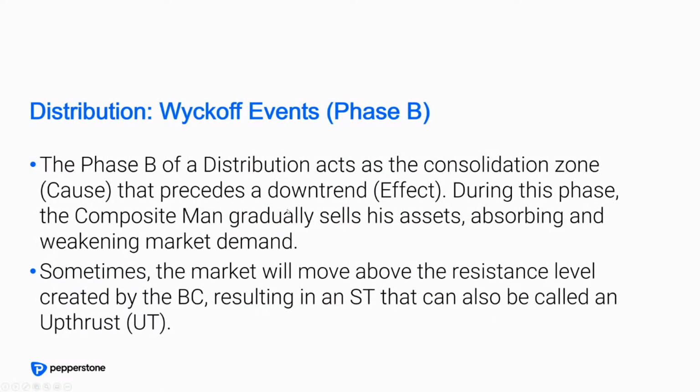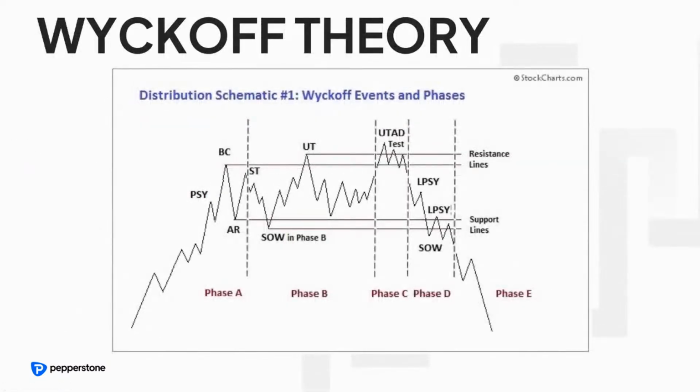The next phase is really about cause and effect to a degree. Phase B also acts as the consolidation zone, the cause that precedes the downtrend effect. During this phase, the composite man, remember we think of the composite man as just the market participant, gradually sells their assets, absorbing the weakening market demand. So effectively, the market will just hover around and float and do nothing. The buyers and sellers are still present, but the composite man, effectively the smart market maker, is just floating in the middle, selling his little positions off, not to alarm anyone.